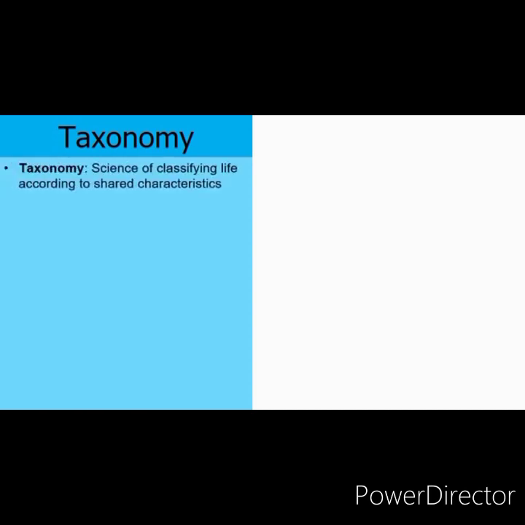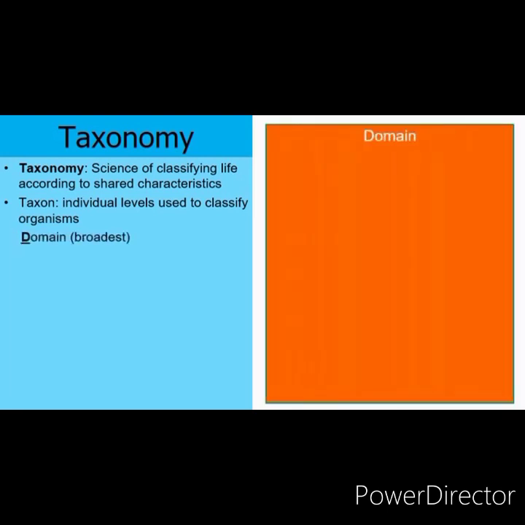Taxonomy is the science of classifying life according to shared characteristics. What I'm going to introduce to you are the levels of classification. The levels of taxonomy, each individual level is called a taxon. You might know that they start off very broad. The taxon called domain is the broadest of the categories. And every taxon underneath becomes a little more specific: kingdom.